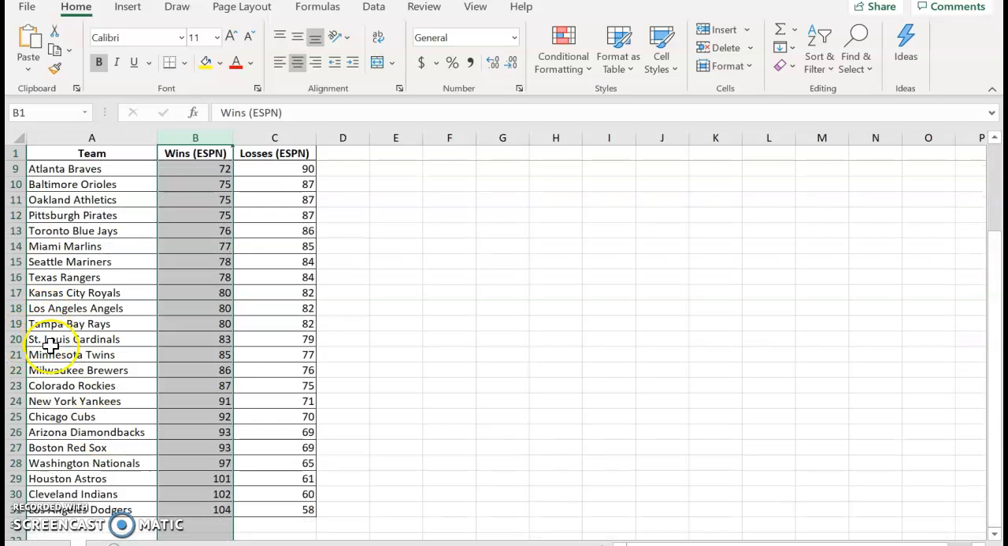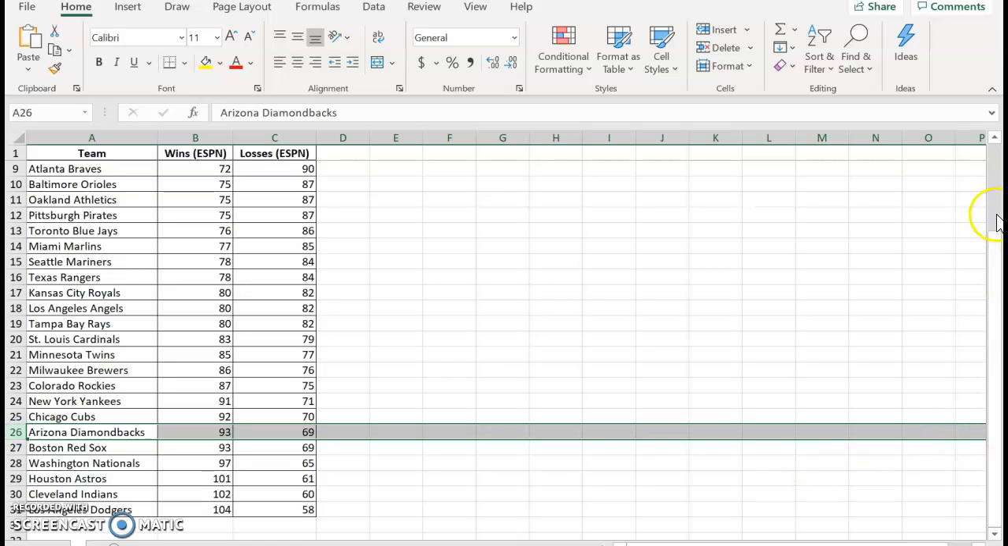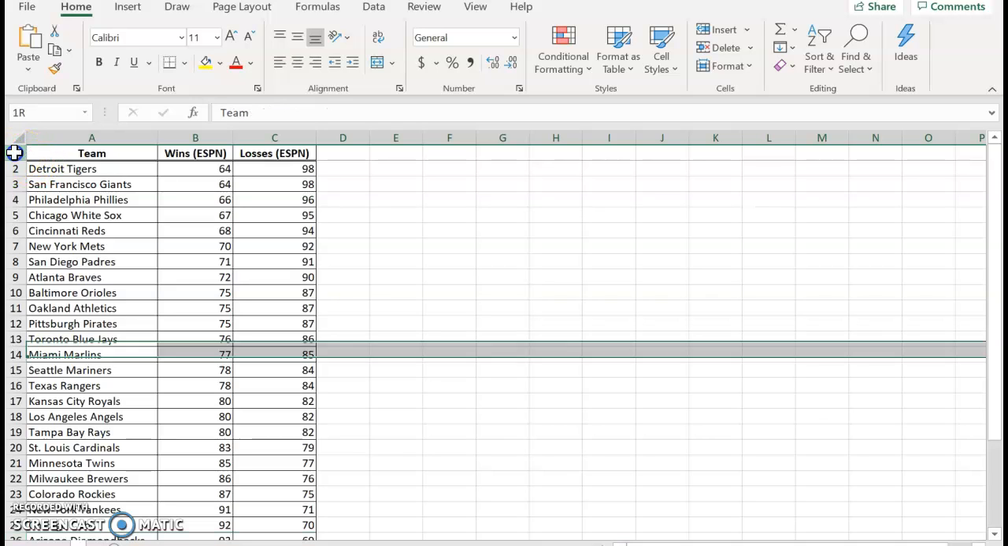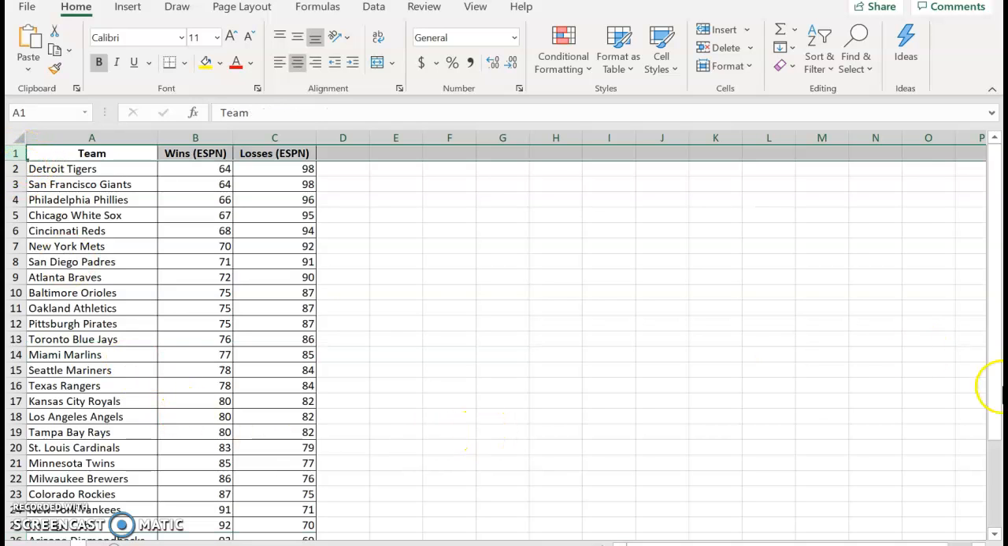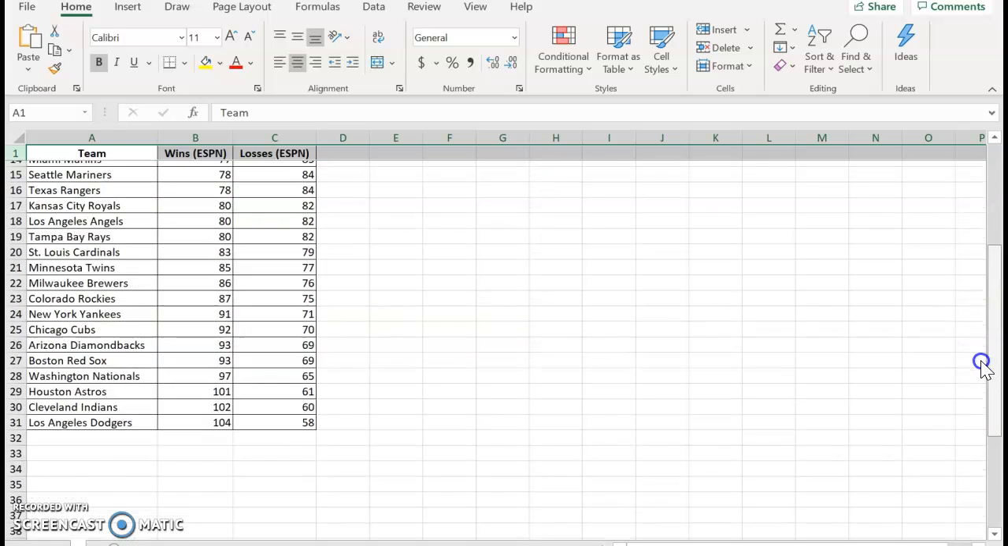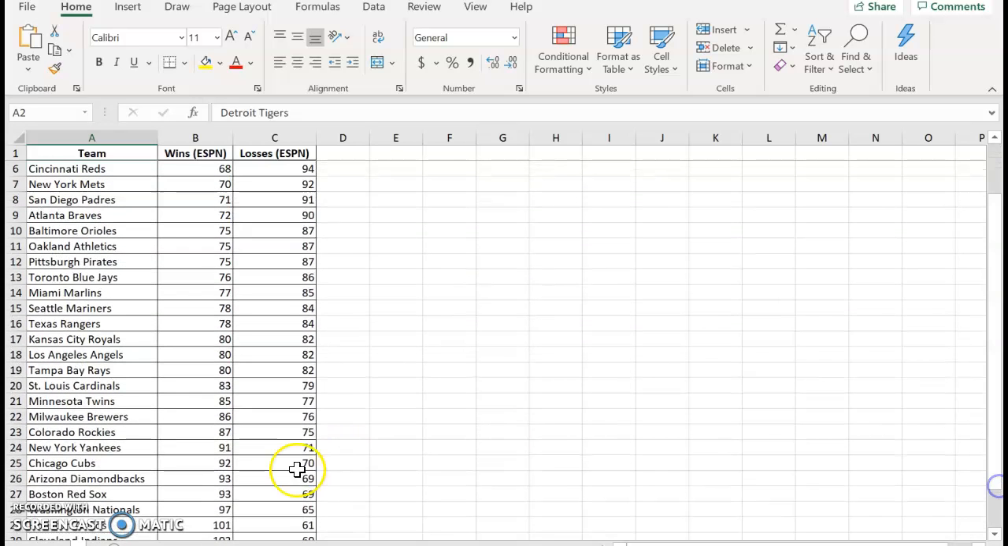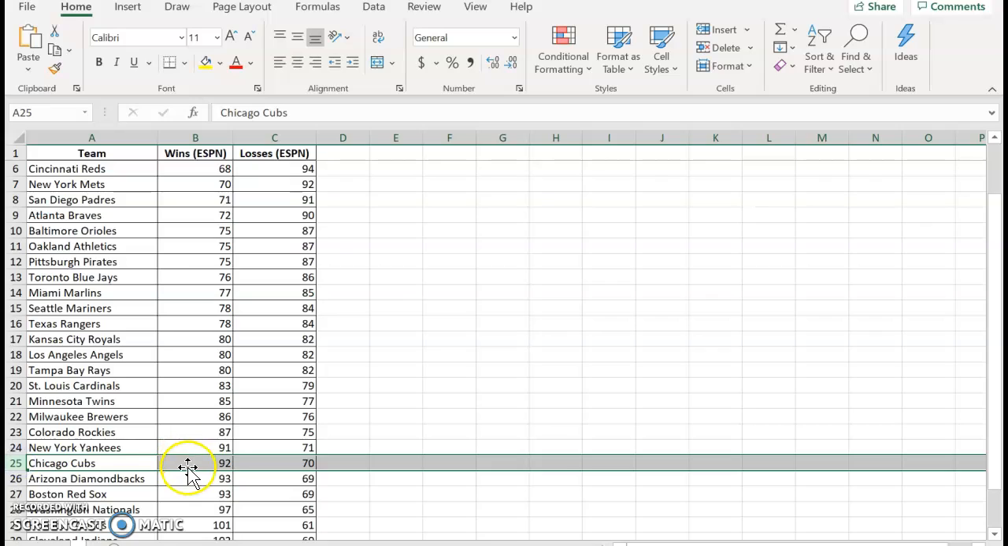So I believe we said the Diamondbacks. So the Arizona Diamondbacks are at this position. So the first row doesn't count. And so we have all the way from cell 2 all the way to cell 25. So if you do 2 to 25, that would be 24 cells.